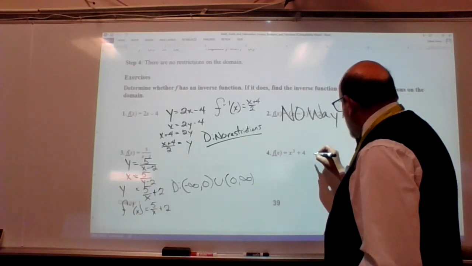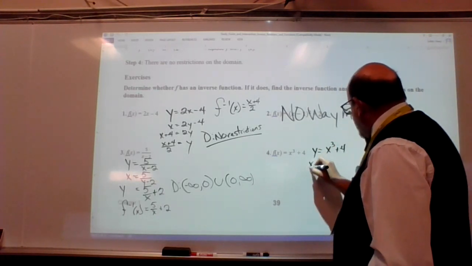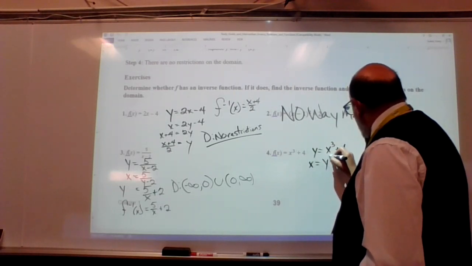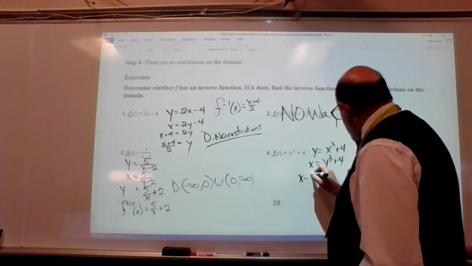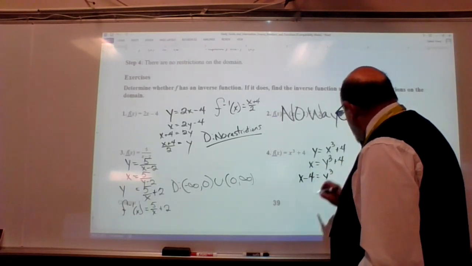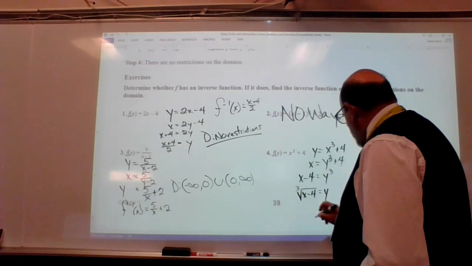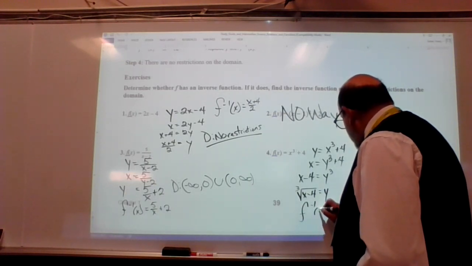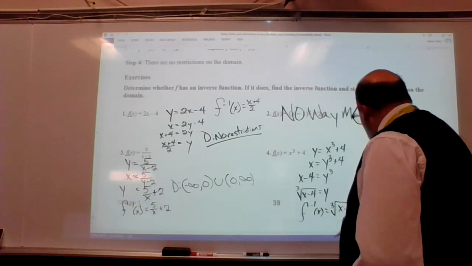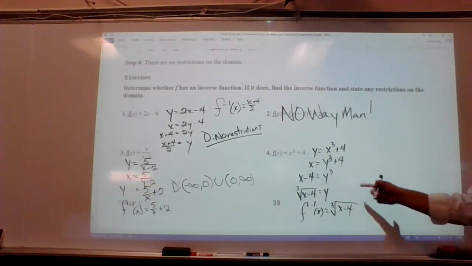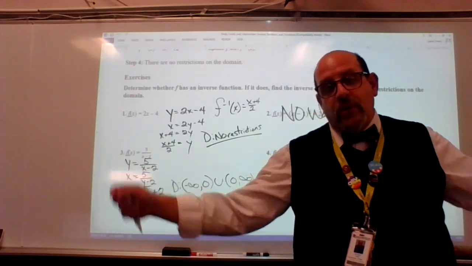Let's go ahead and replace y equals x cubed plus 4, x equals y cubed plus 4, and then we say x minus 4 equals y cubed, and then we just say the cube root of x minus 4 is y, or the inverse function of x is equal to the cube root of x minus 4. Okay, the domain, is there anything in the domain that I can't use? Actually, no, I can take the cube root of absolutely anything. So we should be good.